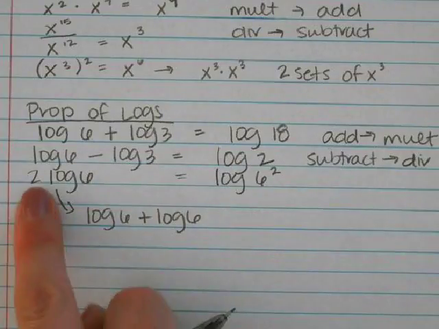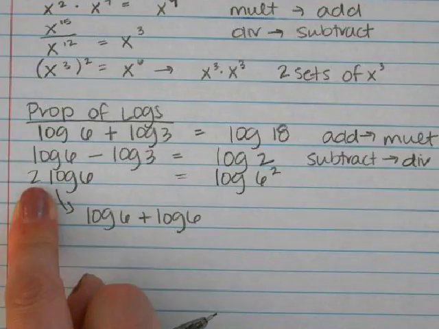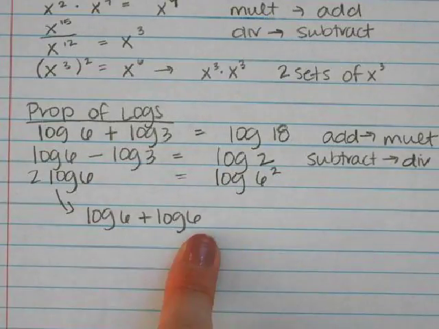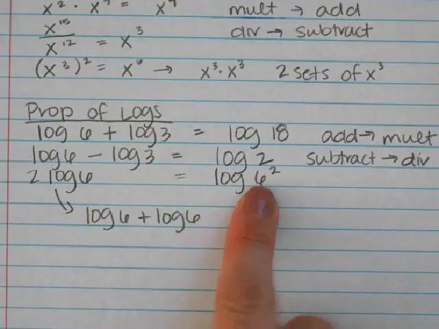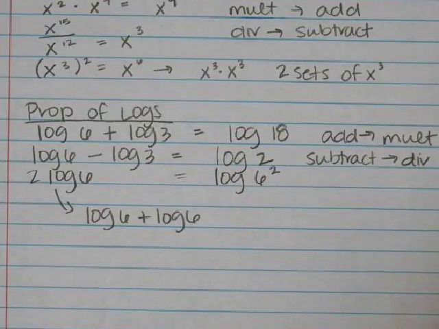So anytime you've got a number in the front, it tells you how many sets you have. And that means, since it's repeated multiplication, in this case repeated multiplication means that we are repeatedly multiplying that number. That makes that an exponent. So 6 plus 6 is log of 6 to the second.